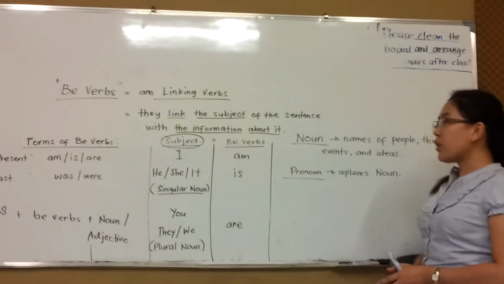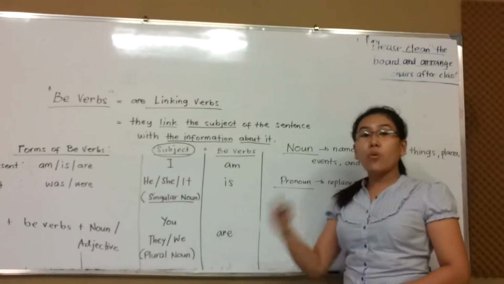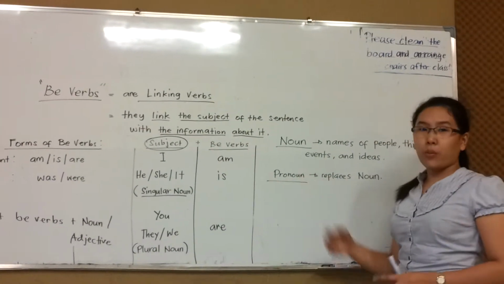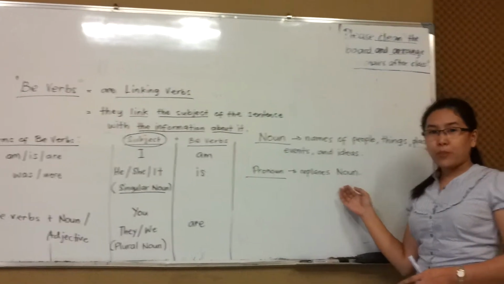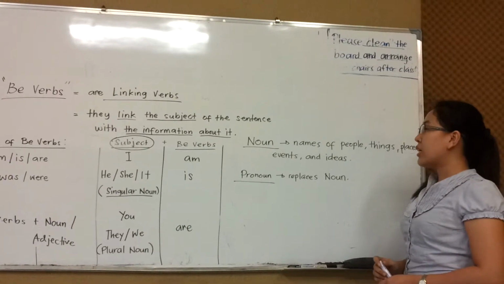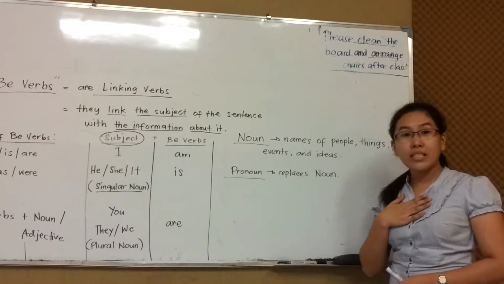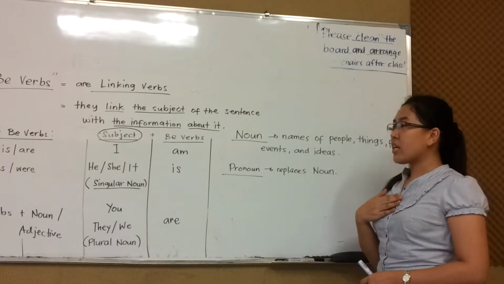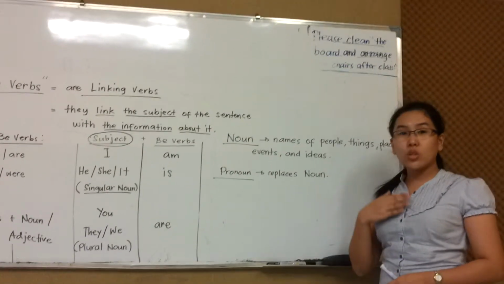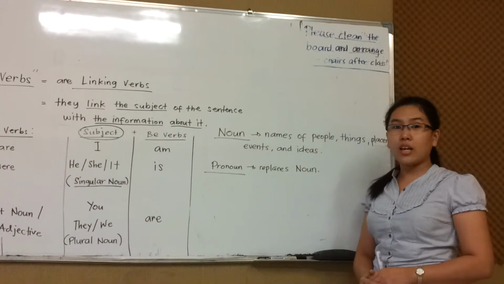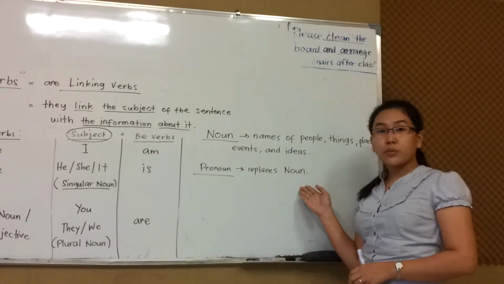So, when we use I, he, she, it, you, they, and we, we call them your pronouns. When we say pronoun, it replaces your noun. For example, for first person, I said I because I'm talking about myself. So when we say he, she, and it, that talks about third person because you are talking about another person. Okay? So, we said it replaces your noun, right?